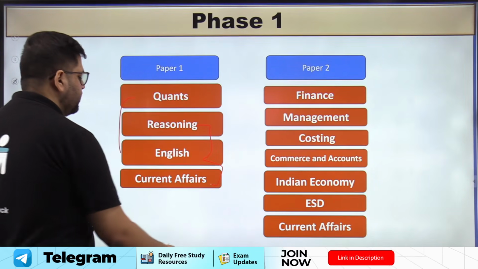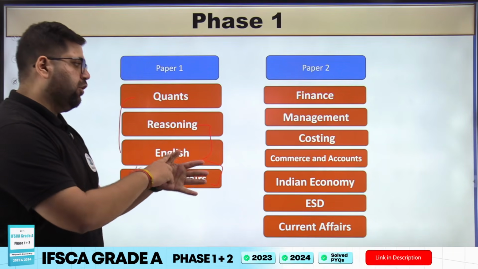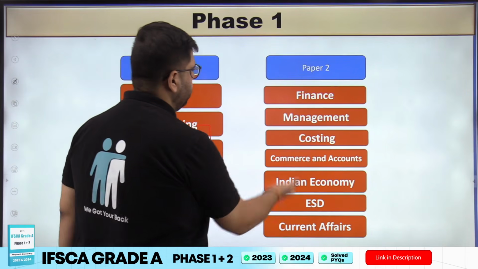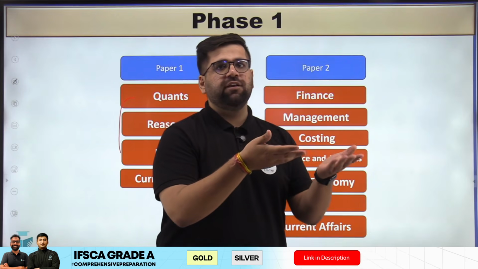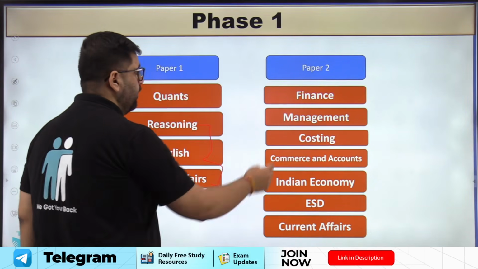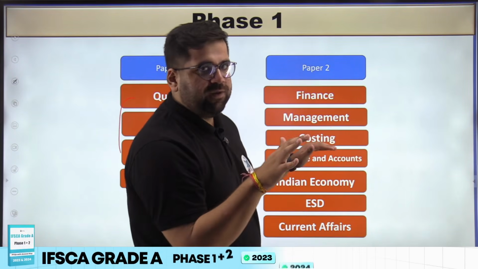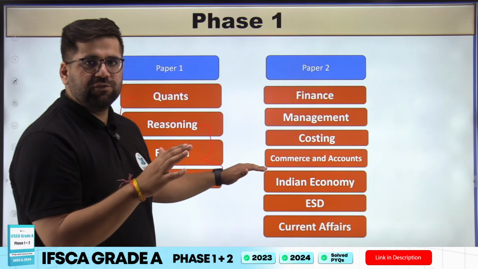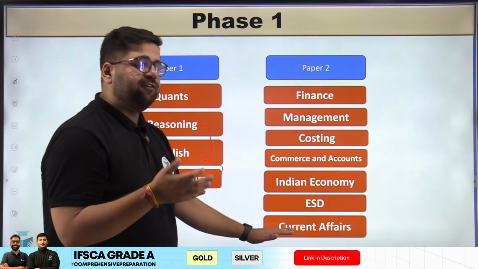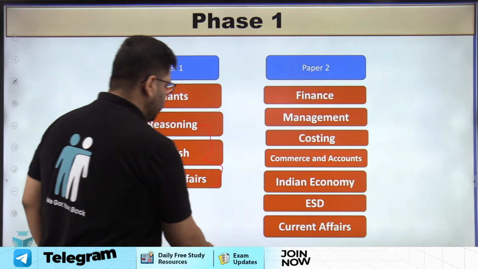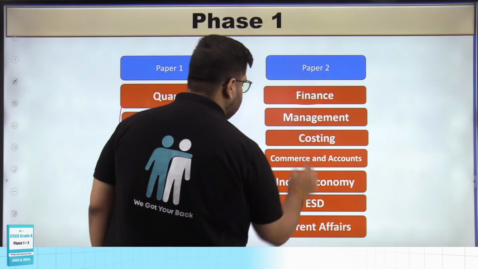Moving forward to the next paper, which is phase 1 paper 2. In phase 1 paper 2, you have finance, management, costing, commerce and accounts, Indian economy, economy and social development, and current affairs. So there are multiple components you have to do, and a certain part of phase 1 paper 2 will be repeated in phase 2 as well. For example, finance will be asked in phase 2 as well. The rest, management, will not be of use. Costing will not come, commerce and accounts will not come in phase 2, Indian economy will not come, economy and social development will not come, and yes, current affairs will also be asked in phase 2. So only two components will help you in both phase 1 and phase 2: finance and current affairs.